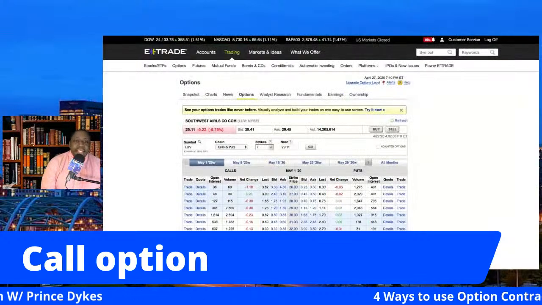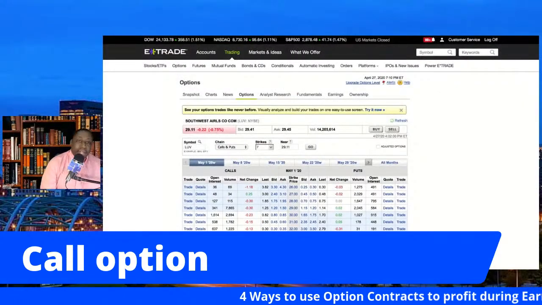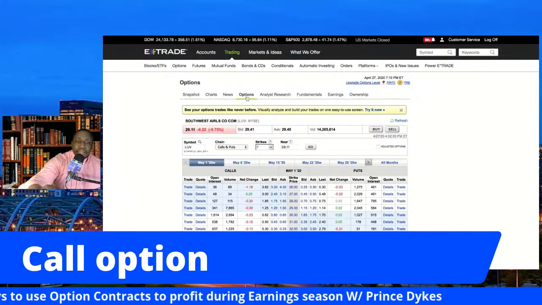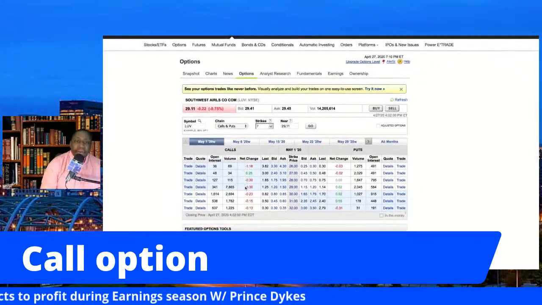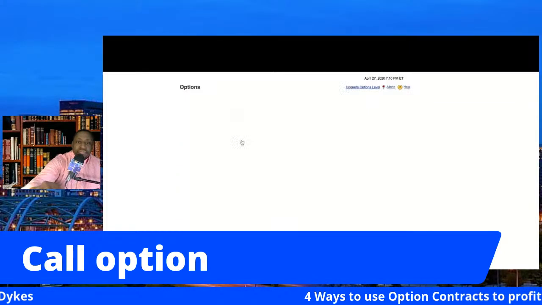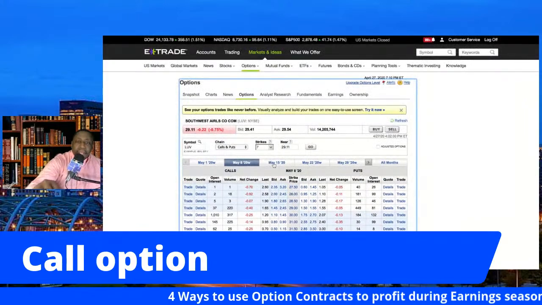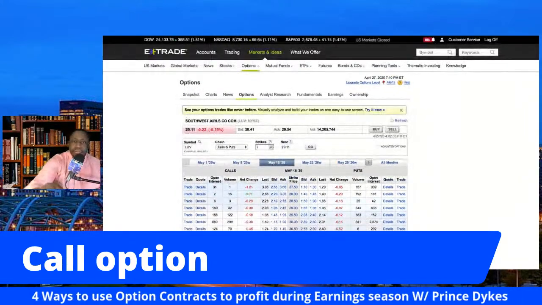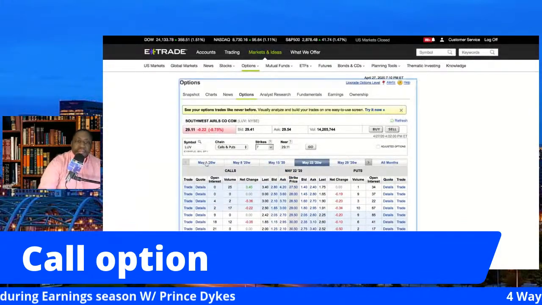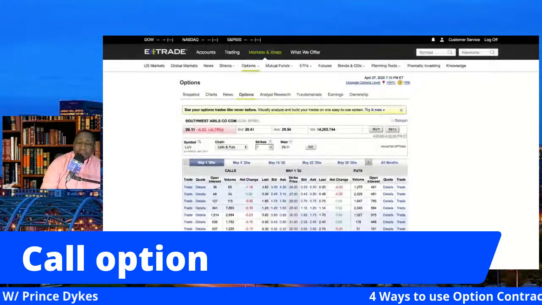So here you go, ladies and gentlemen. This is Southwest Airlines pulled up. We pulled it right up under here, went to options. Right here on top is May 1st, May 8th, May 15th, May 22nd. We're going to look at May 1st. That's this Friday.